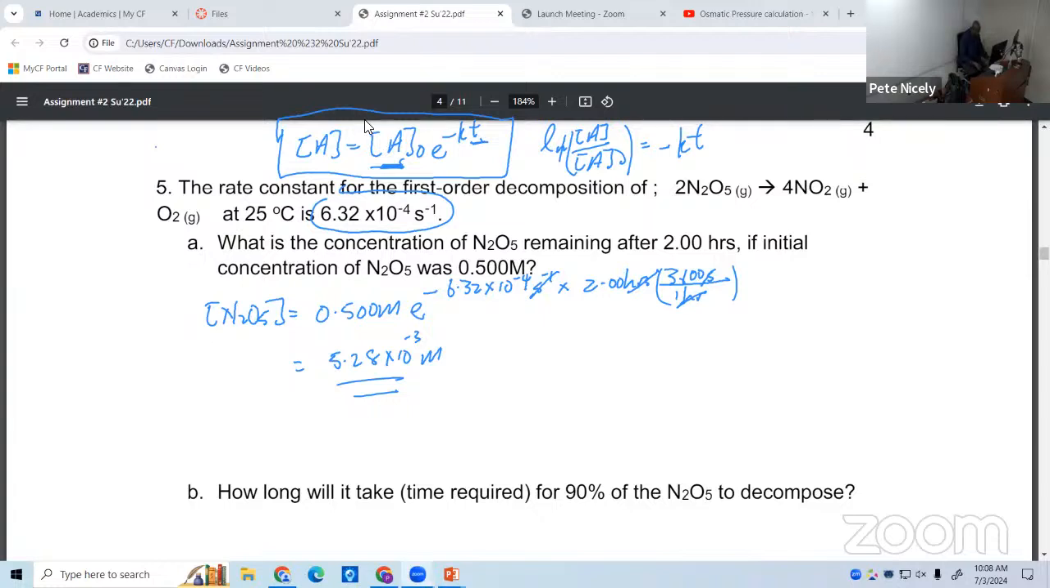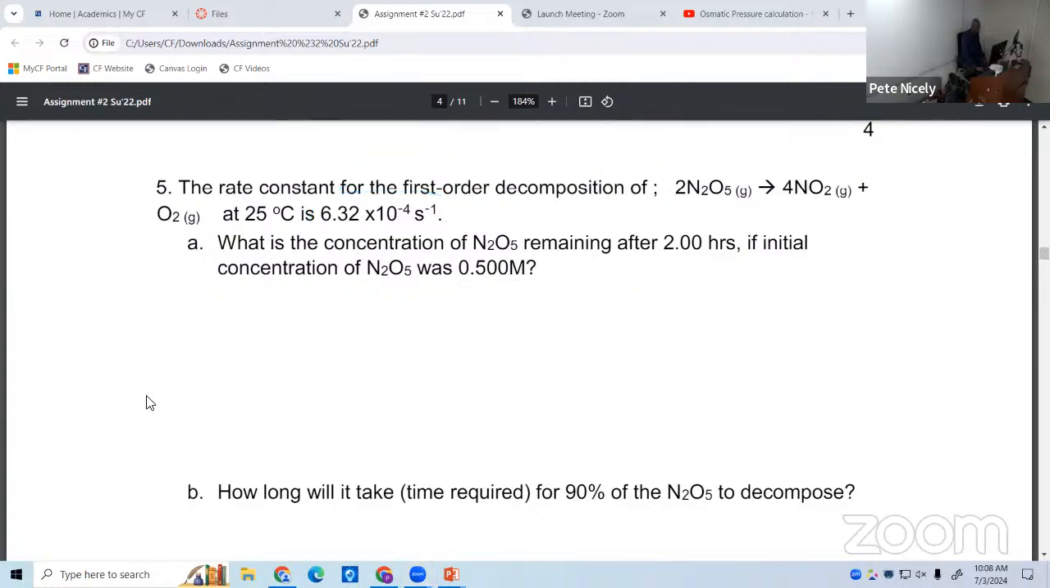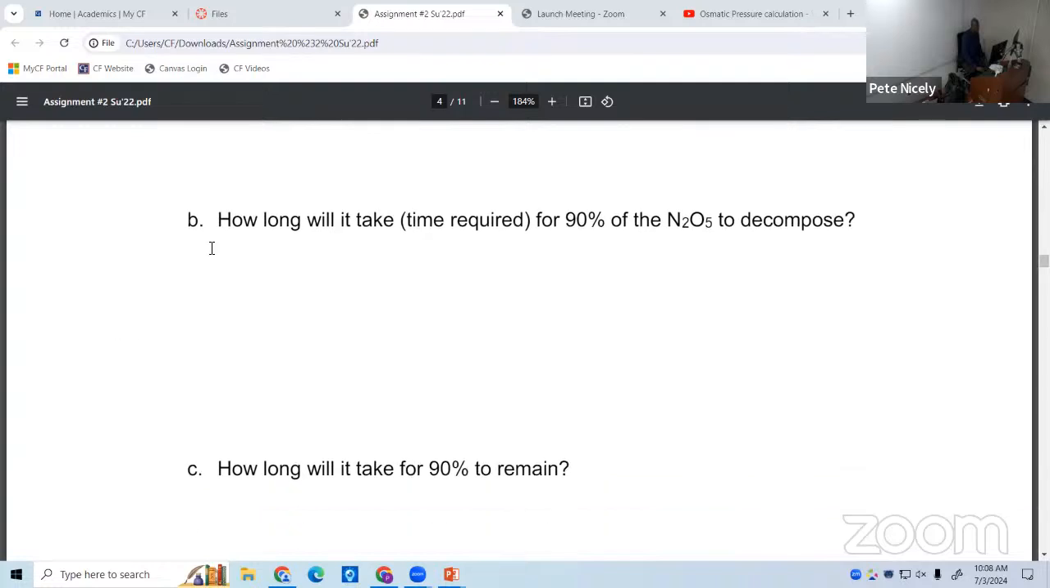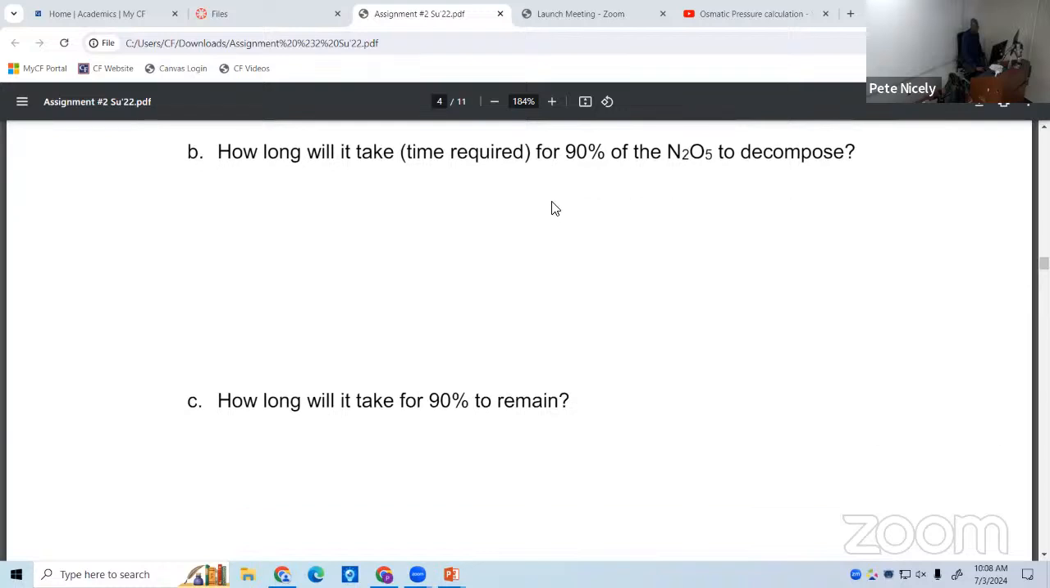Something is wrong here. Okay. All right. So let's look at the B part. In fact, let me clear this first. It's okay for me to clear this, right? Okay, let me clear this. And then let me scroll down. Now the B part says, how long will it take, in other words, the time required, for 90% of the N2O5 to decompose, all right? So let me turn on my thing in.